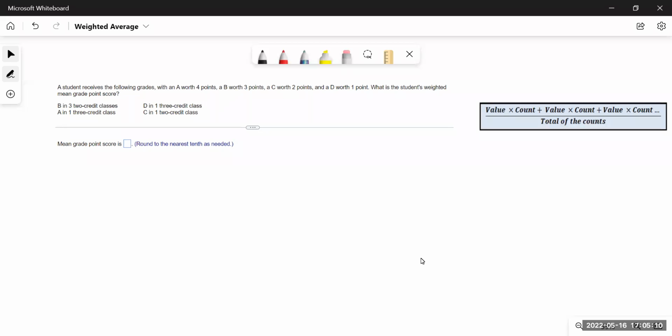So there are two methods when calculating weighted averages. We have the method of count and we have the method of percentages. If you are given percentages, then you have to use the method of percentages. If you are given values or numbers, so anything other than percentages, you have to use the method of count. And one application of the method of count is when calculating a student's GPA.